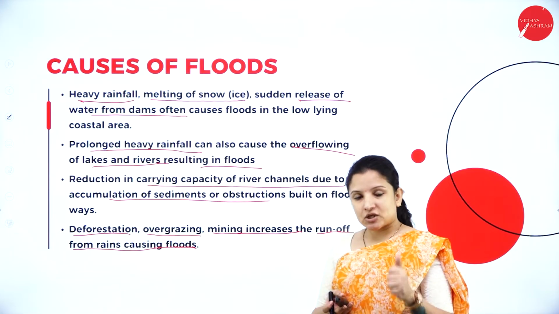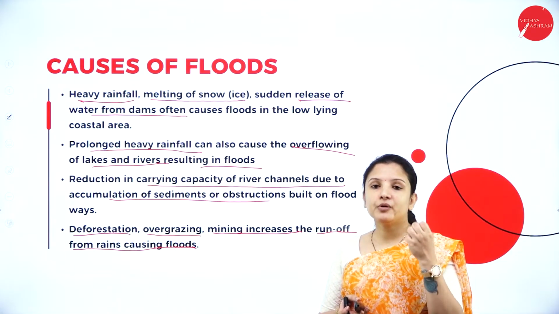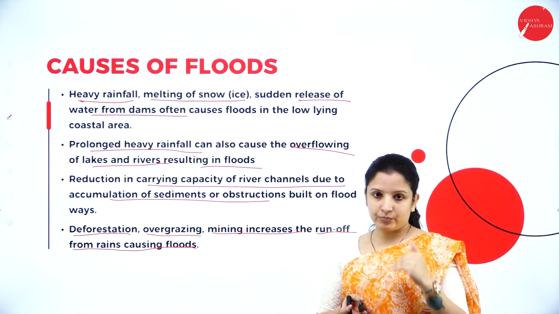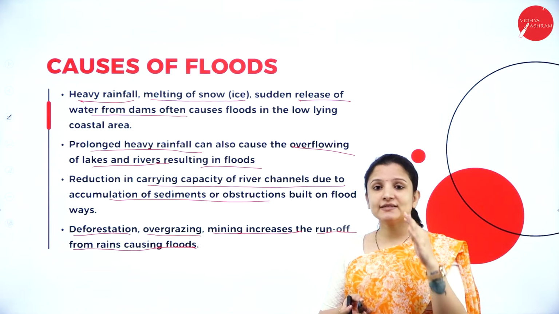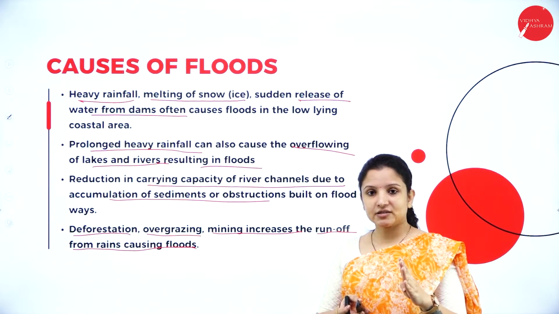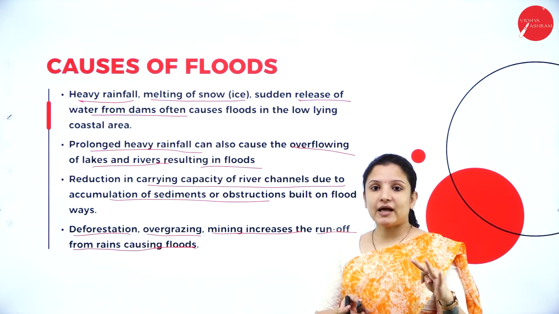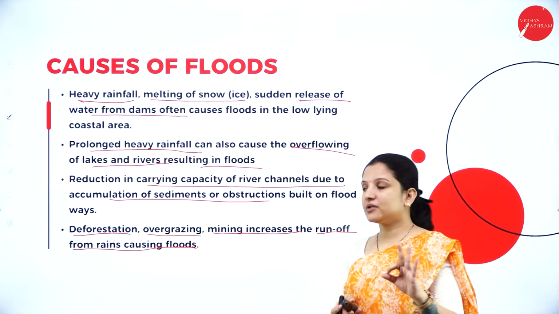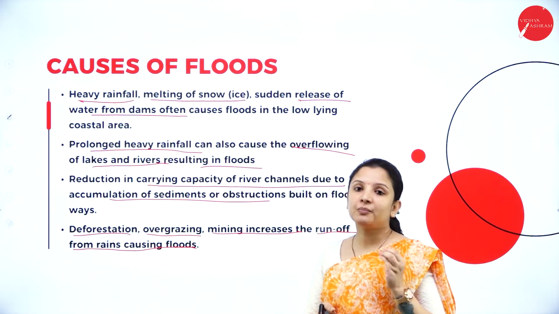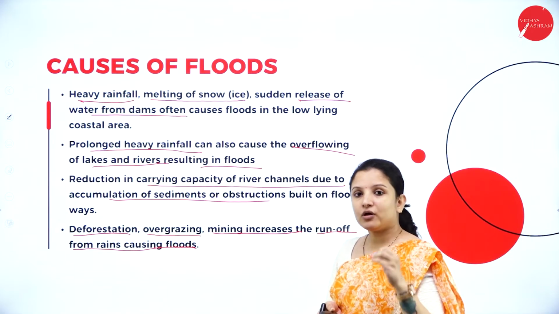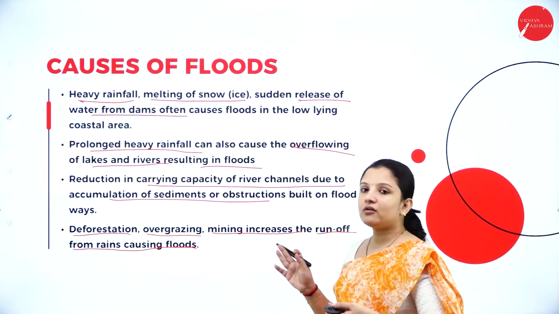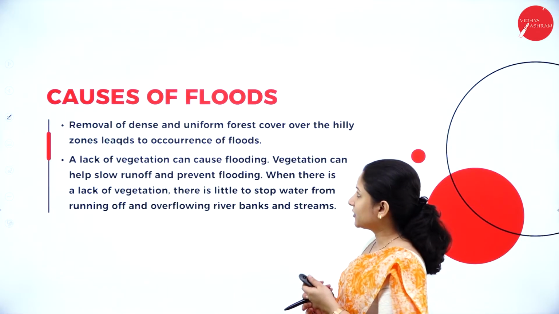Trees help in the percolation of water, that is, they help in the seepage of water below ground level. That is why trees, grasses and so on are very, very important. But the cutting of trees for various purposes, overgrazing of the land for livestock, and the increase in mining all lead to a reduction in the plant population. Therefore, it will cause flooding. So deforestation, overgrazing and mining also increase the flooding rate.